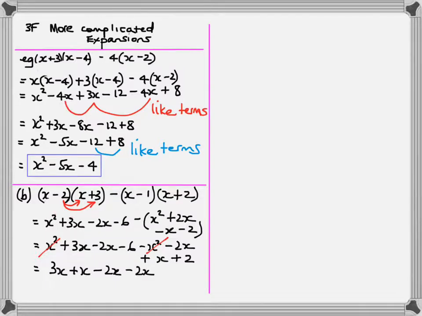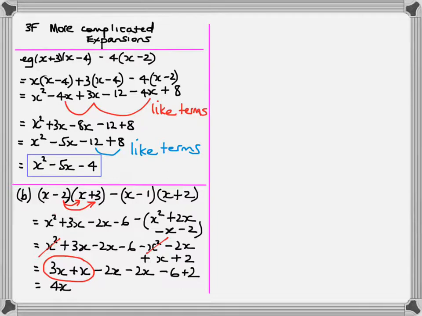Oh, right, so we've got 3x plus x, that groups the plus ones together. Then we've got minus 2x minus 2x, that's grouping the minus team ones together. And then I've got minus 6 and plus 2. Now, let's group the like terms together.